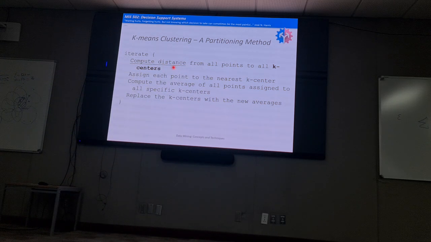All points to what? Center. It says k centers, which is the centroids. Then you should ask this question: where has this centroid come from? I told you in the partitioning method you start where? In the last lecture, I repeated that. Let me repeat again: you start randomly and then you improve.